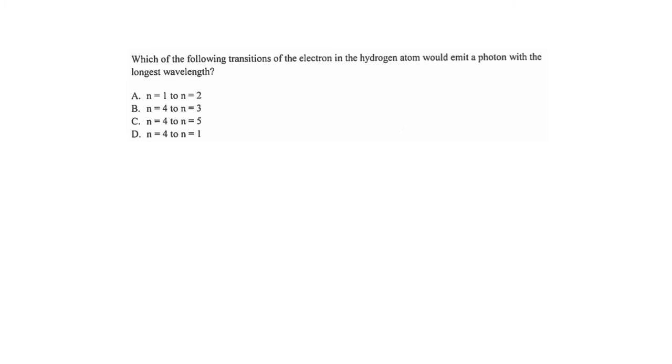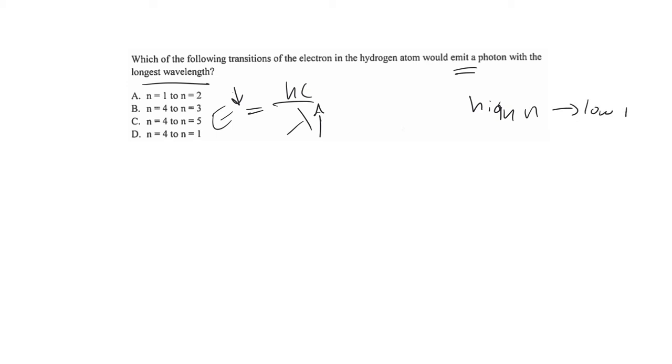Last question, which of the following transitions of the H atom would emit a photon with the longest wavelength? So longest wavelength is, of course, a transition that has the lowest energy. And then emission is high n to low n. Absorption is low n to high n.